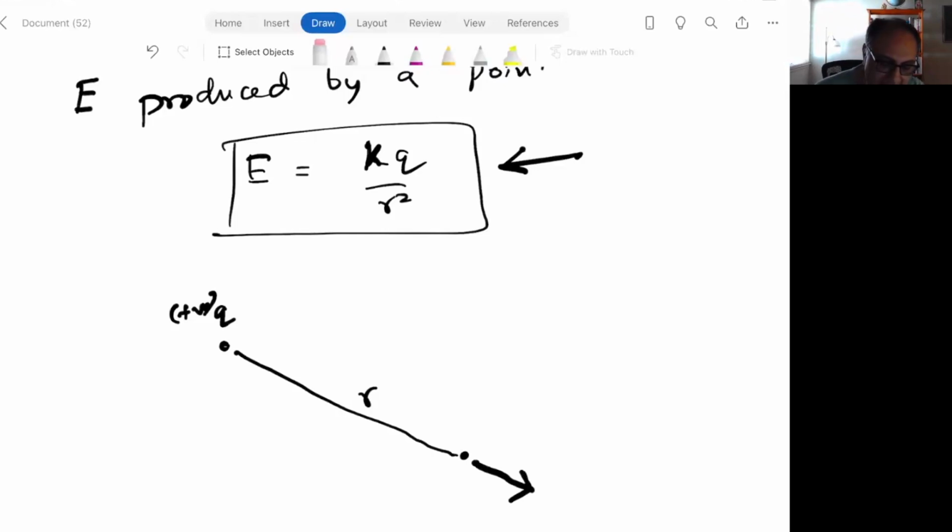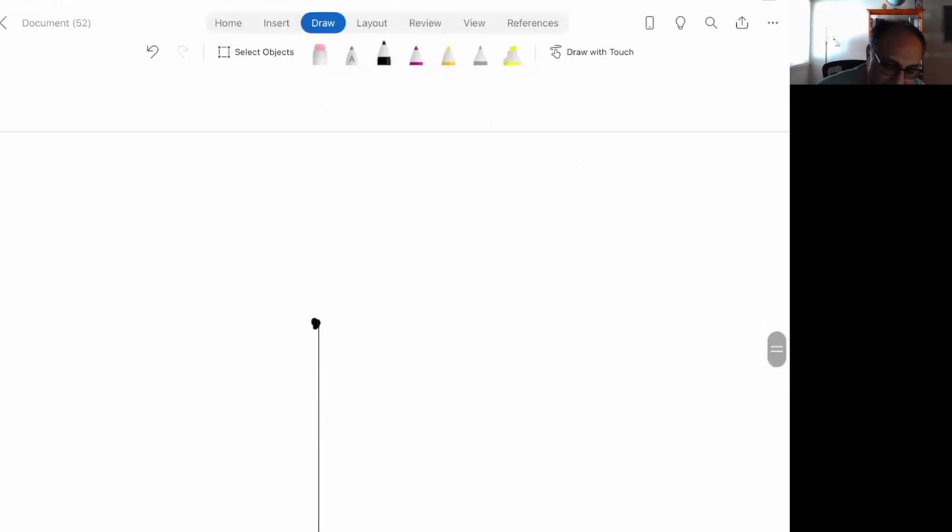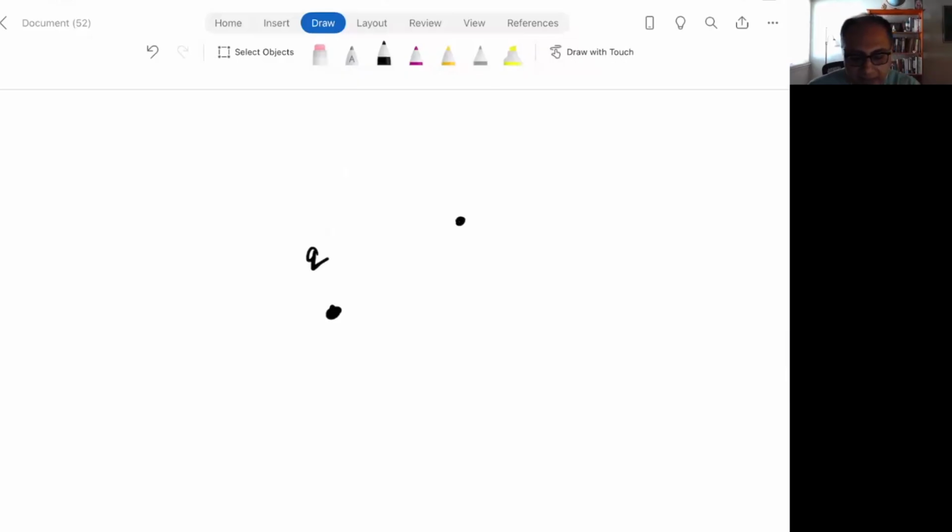So I'll just draw a separate diagram. If I have a charge Q right there, and I want to draw an electric field over here, for example, how would I draw it? And it's a positive charge. So what direction should I draw the electric field produced by this charge Q at the point A? Away.